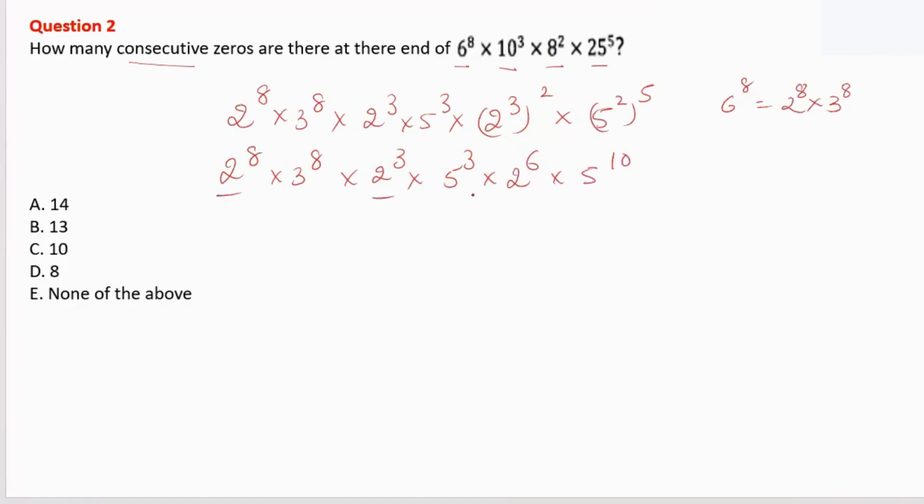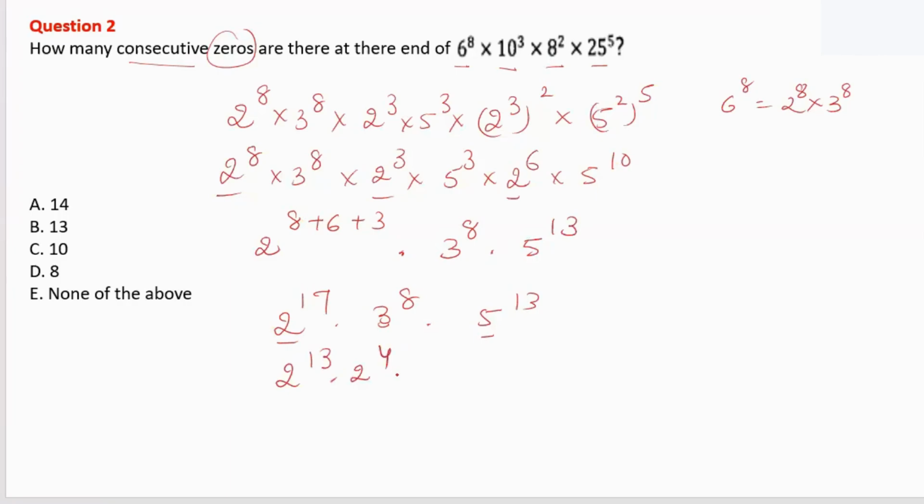Now, if the bases are the same, powers will be added. So 2 raised to power 8 plus 6 plus 3, right? For 3 there is nothing to add. 5 raised to power 10 plus 3 is 13. So 2 raised to power 8 plus 6 is 14 and 3 is 17, 3 raised to power 8 and 5 raised to power 13. They are talking about zeros, and zeros mean multiples of 10, so 2 and 5. I can write 2 raised to power 17 as 2 raised to power 13 into 2 raised to power 4, and 3 raised to power 8 and 5 raised to power 13.